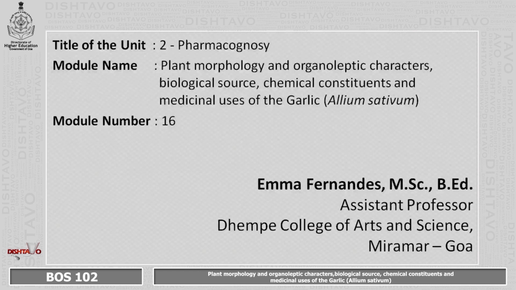The name of this module is Plant Morphology and Organoleptic Characters, Biological Source, Chemical Constituents and Medicinal Uses of garlic, that is Allium sativum. The number of this module is 16. I am Ms. Emma Fernandez, Assistant Professor in Botany, Dempe College of Arts and Science, Miramar, Goa.